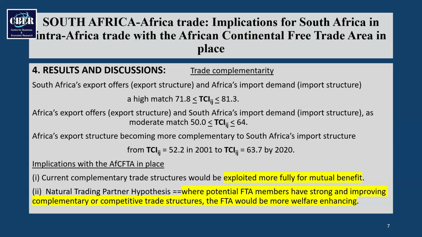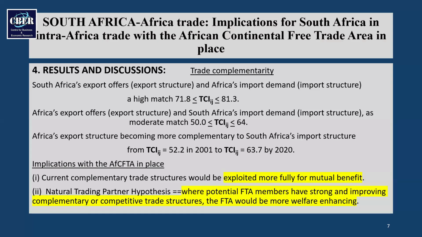Then from the perspective of Africa, we can see that there's a moderate match between Africa's export structure and South Africa's import demand. What drives this moderate match is low value-added manufactured products from Africa into South Africa. And over the years, we've seen that Africa's export structure is becoming more and more complementary to South Africa's import structure or import demands.